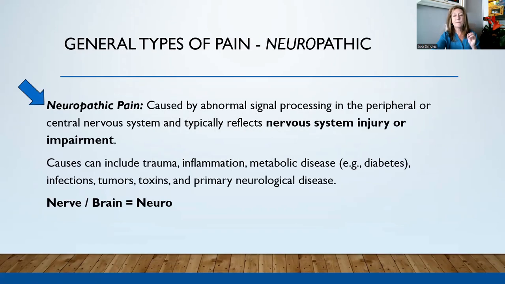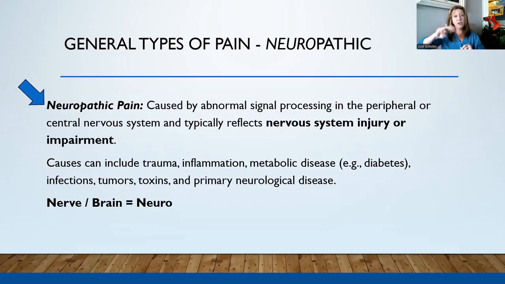Neuropathic pain. Neuropathic pain has to do with the neuro, the brain, the nerves, right? A neurologist is a brain doctor, but he's really looking at pain coming from the central nervous system. So the nervous system, the brain and the spinal column are the central nervous system. All right. So neuropathic pain is caused by the nervous system. So an injury or some impairment to the nervous system.